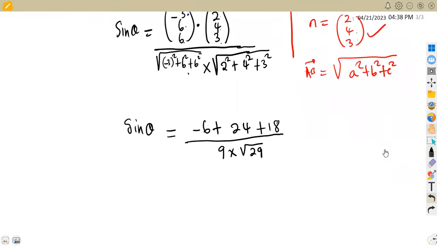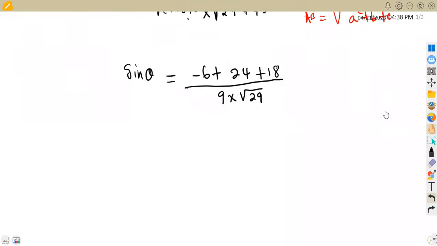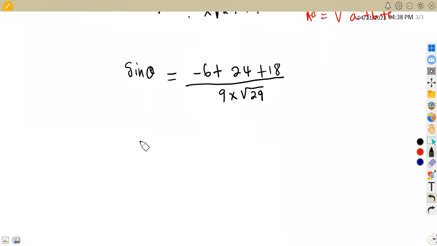So in order for us to determine the sine of theta, we can simplify further the numerator. That means our sine of theta is going to give us 36 over 9, of which you can reduce 36 and 9, which is 4, or you can even leave it like that. If you reduce this one, it is the same as 4 here. So that means the sine of theta is equal to 4 over the square root of 29.